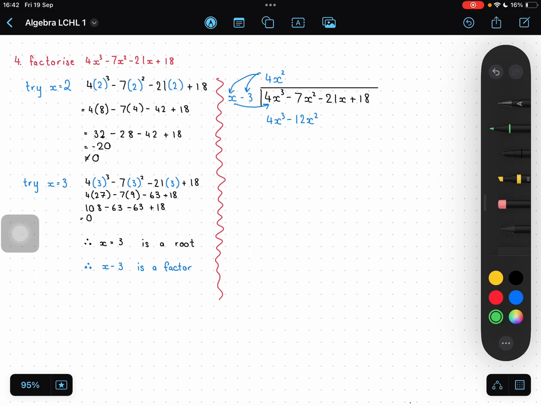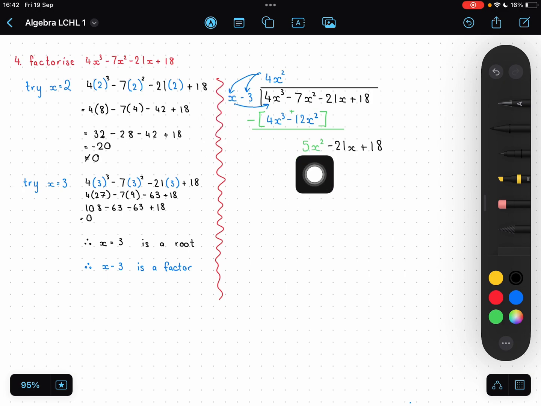So what is left to be counted for? Well, I'm going to find the difference between my original and what I've just counted for, so I'm going to take this away. 4x cubed minus 4x cubed is nothing. Then I have a minus 7x squared minus a minus 12x squared. A minus by a minus makes a plus, so it's a plus 12x squared minus 7x squared. So I'll be left with a 5x squared. Then nothing has been taken away from the x or the constant terms, so they are just carried down.